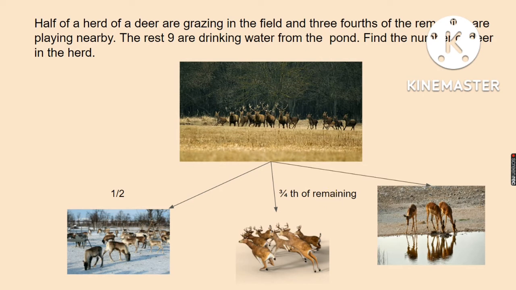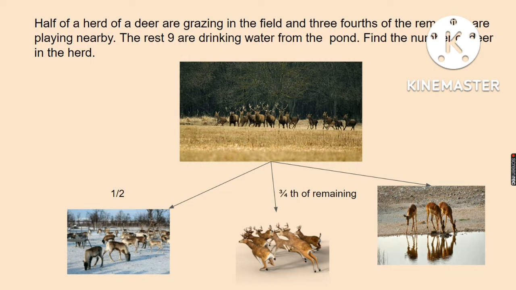All these make a herd of deer. From them, half of them are grazing and 3/4 of the remaining, that is 3/4 of the half of the deer, are playing, and the rest remaining are 9 in number and they are drinking water.